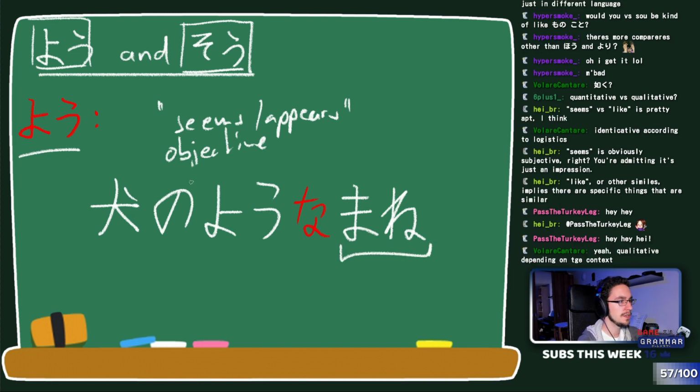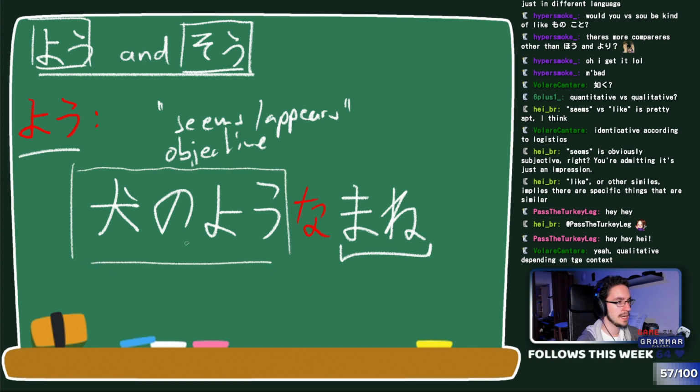So that's using yo as an adjective compound. And we can use this whole thing as a noun phrase. Being like a dog. Mane, which is usually used for behavior or the way you do things. Well, the mane is like a dog. Inu no yona mane. It's like you behave like a dog. You're doing things like a dog would.